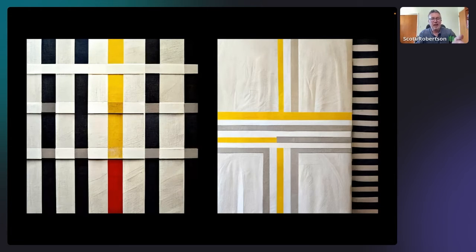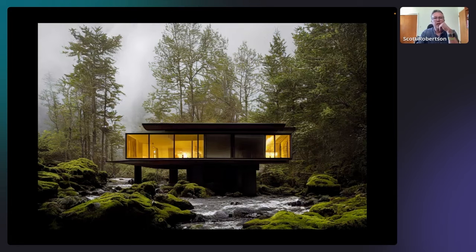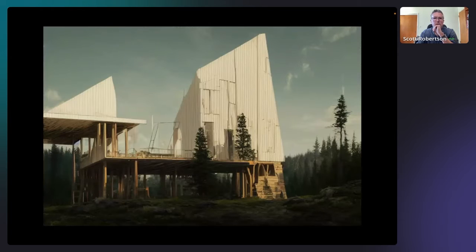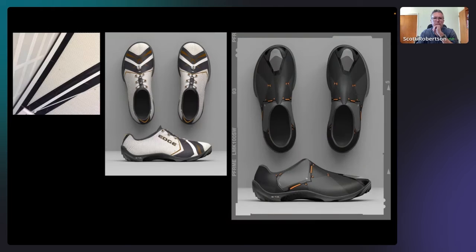Texture maps. So I create swatches and texture maps that maybe I'll take back into Modo or something, or even Gravity Sketch, and project them onto surfaces. This is a little cabin series that I've been working on. Another example. I'll finish up with some shoe examples. This is going way back.